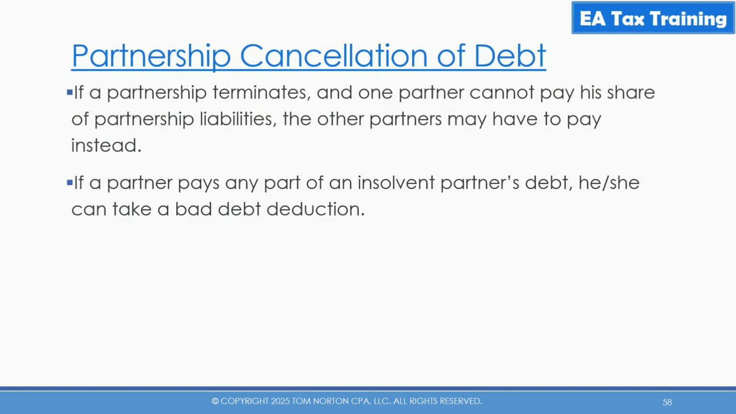Partnership cancellation of debt. We did talk about this in a previous video, but we will recap it here. If a partnership terminates and one partner cannot pay his share of partnership liabilities, then the other partners may have to step in and pay on his behalf. If a partner pays any part of an insolvent partner's debt, he or she can take a bad debt deduction. So if that partner who cannot pay is insolvent, meaning their liabilities are greater than their assets, then the other partners can take a bad debt deduction for the amount they have to pay.